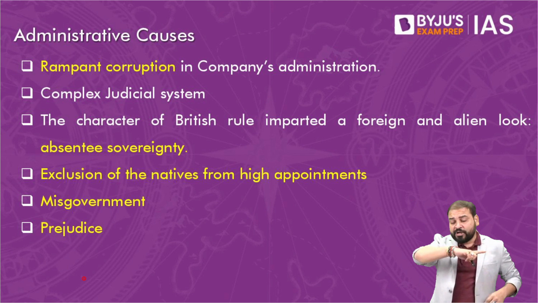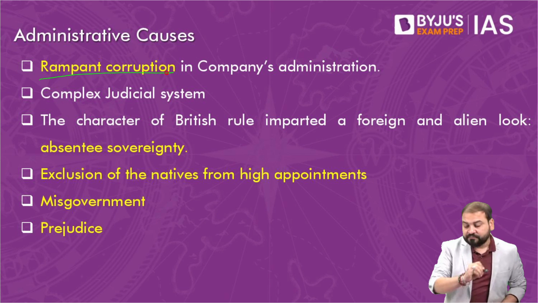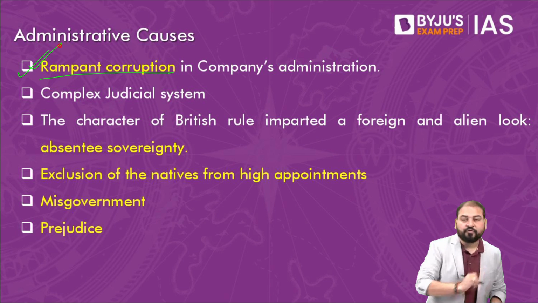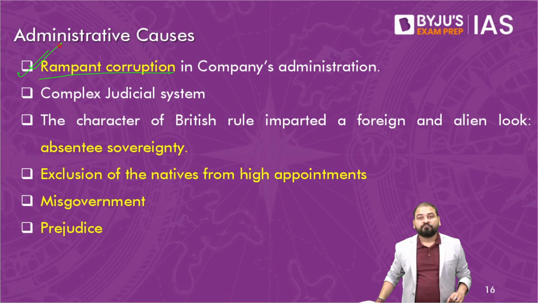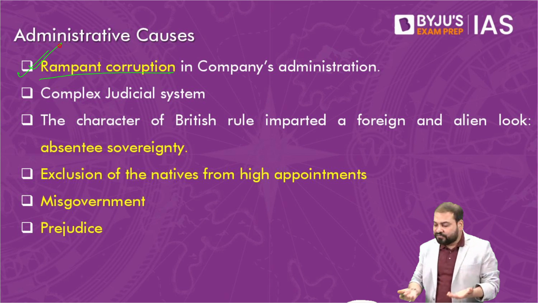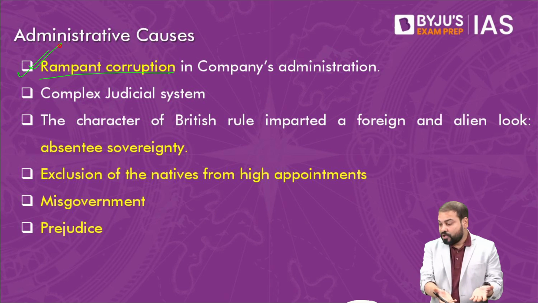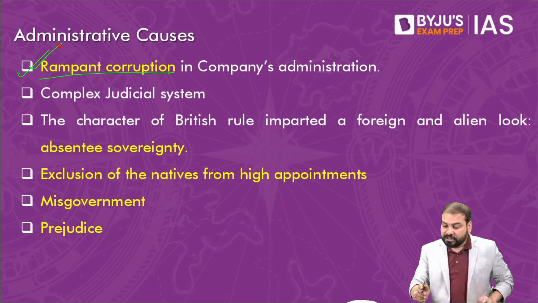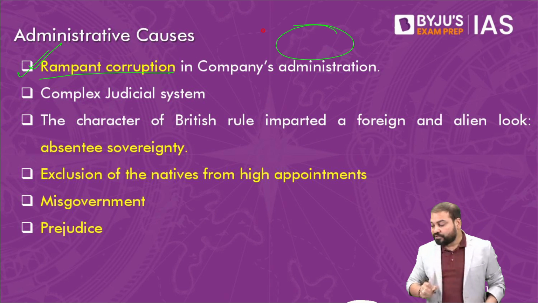In economic causes, you saw corruption. Can I put corruption in administrative causes also? All of you tell me. Ultimately, it is the administration which does the corruption. So, can I say this is a point which is an overlapping point?